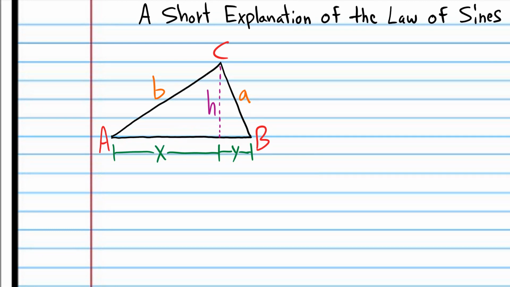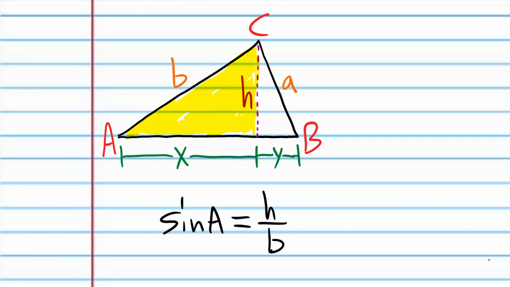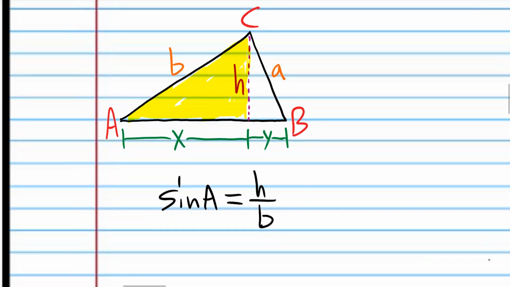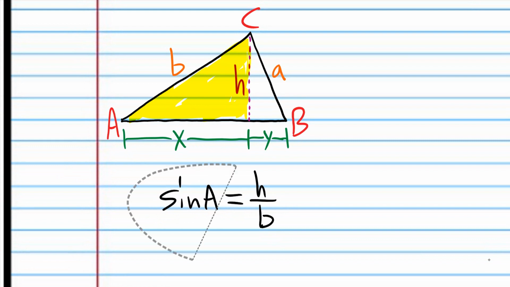Now I want you to focus on the yellow triangle. That's a right triangle. And isn't it true that sine A is equal to h over b? The sine ratio is defined to be the side opposite A divided by the hypotenuse. And I'm going to carry this up here.